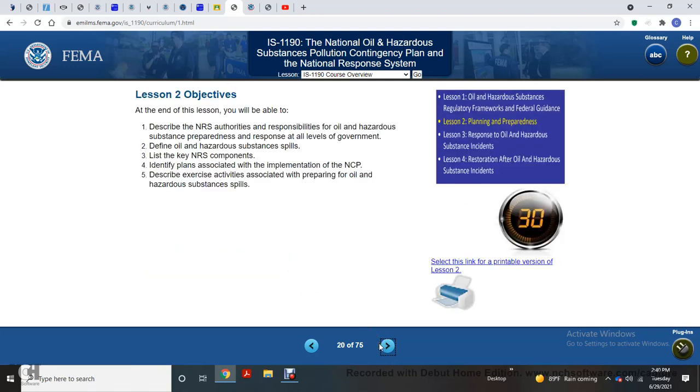Lesson 2 objectives. At the end of this lesson, you will be able to describe the National Response System and the responsibilities for oil and hazardous substance preparedness and response at all levels of government. Define oil, hazardous substance, and spill. List the key components of the National Response System. Identify plans associated with the implementation of the National Contingency Plan. Describe exercise activities associated with preparing for oil and hazardous substance spills.